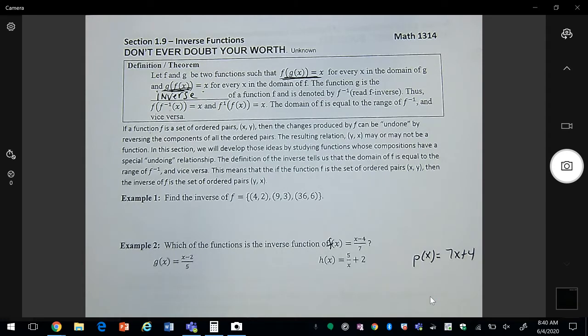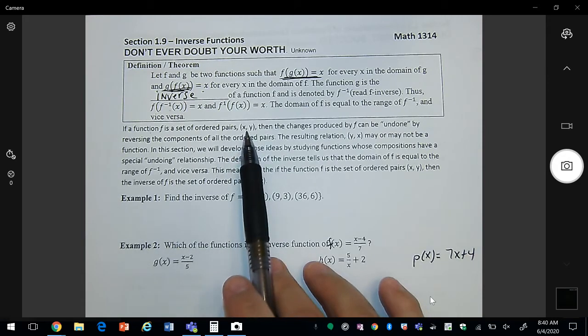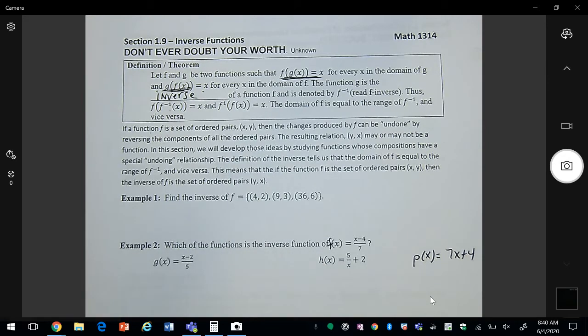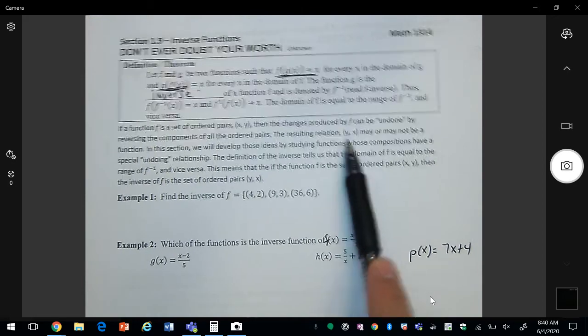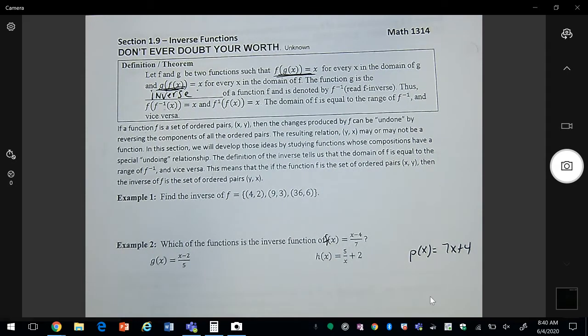If a function f is a set of ordered pairs (x, y), then the changes produced by f can be undone by reversing the components of all the ordered pairs. The resulting relation, (y, x), so the x and the y were reversed, may or may not be a function. In this section, we will develop those ideas by studying functions whose compositions have special undoing relationships.